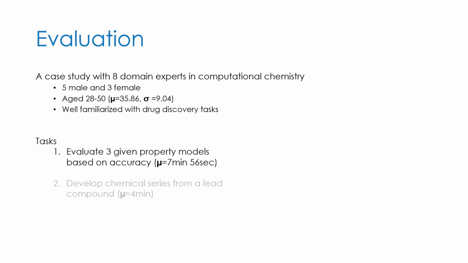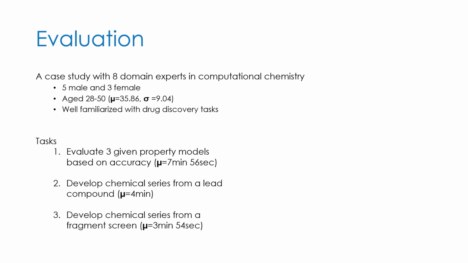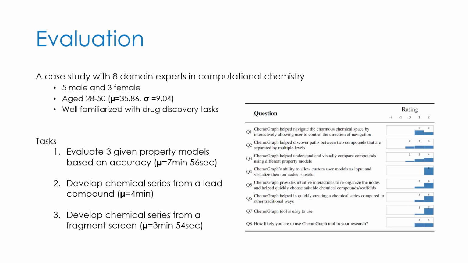Coming to the tasks, the first task requires analyzing biophysical property prediction models, and currently there are no tools to compare this with. The current approaches for tasks 2 and 3 require by hand enumeration of possible modifications to the input compound, and this is highly time consuming, whereas the participants achieved impressive completion times with our tool. After completing the tasks, participants filled in a questionnaire to provide their feedback on the tool. Overall, the experts rated ChemoGraph positively.